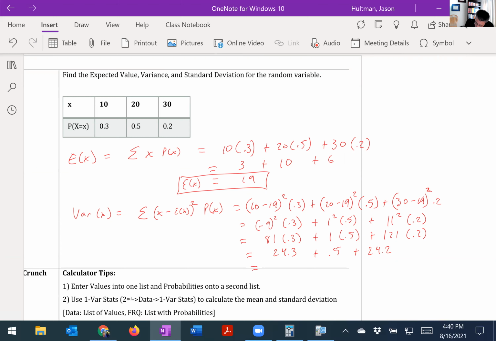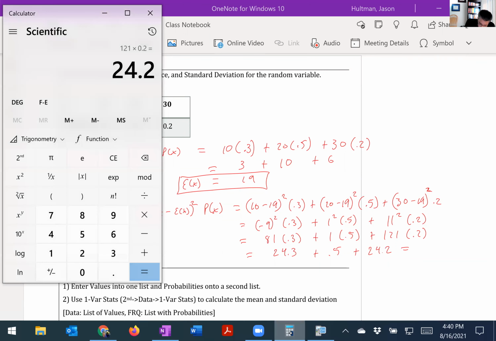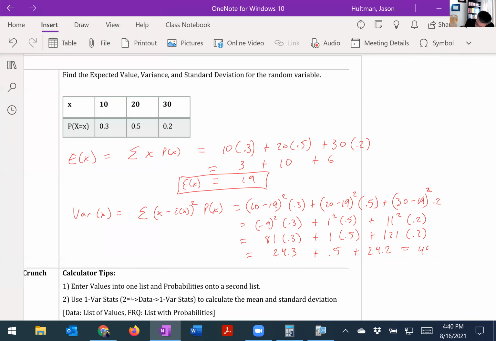Okay, so this is going to be equal to, put the equal sign there because I'm running out of room. The variance is equal to, let's add this up, 24.2 plus 0.5 plus 24.3 is 49. So that's the variance. The variance was equal to 49. That's the variance of x is 49.